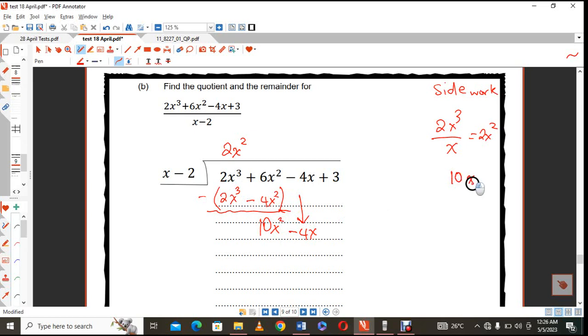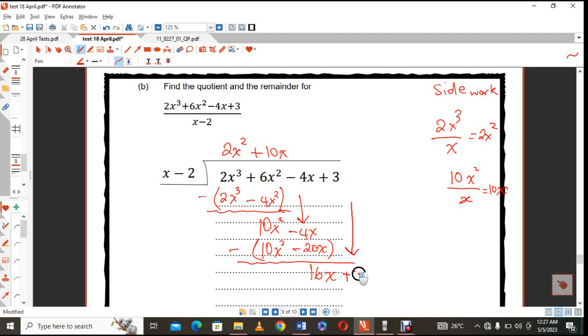Going to the side, 10x squared divided by x is just going to be positive 10x. Multiply, that gives you 10x squared. 10x times negative 2 is minus 20x. Again, subtract: negative 4 plus 20 is 16x. And then I'm going to bring down that positive 3.